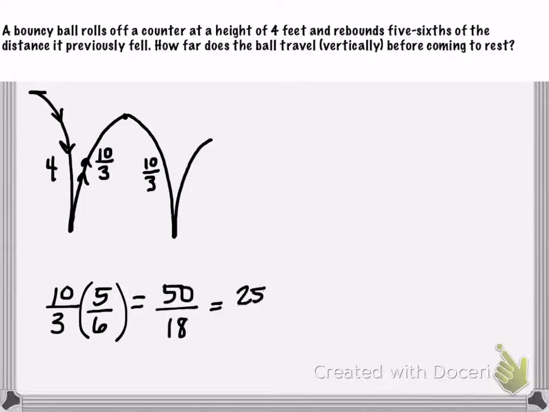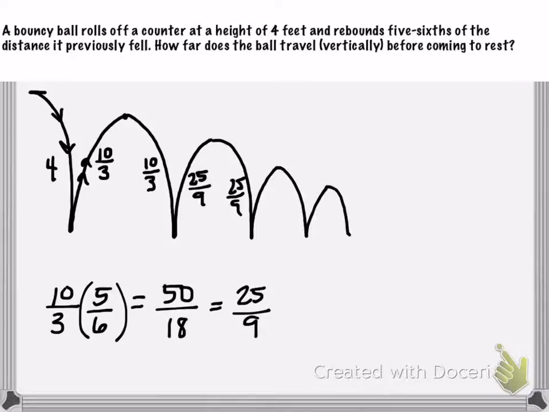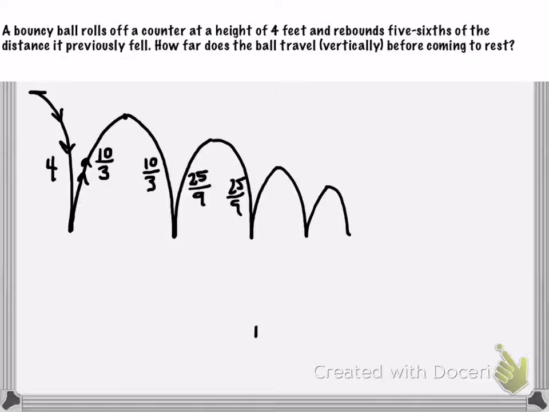In other words, 25/9 would be the distance that it's going to rebound this time. And then it'll fall that amount, and you can see this pattern is going to continue as it rebounds and falls and rebounds and falls, and so on. So we want to know how far the ball has traveled vertically before coming to rest. So we basically want to add up all of these distances.